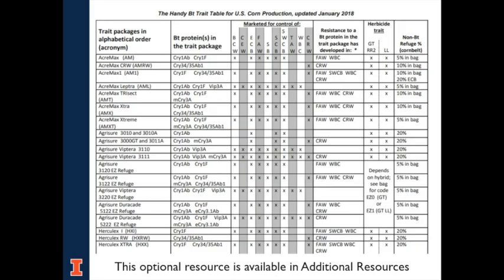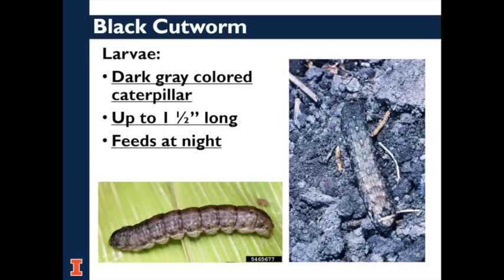Our next pest is black cutworm. The larvae are dark gray-colored caterpillars, and they grow up to 1.5 inches long. The larvae feed at night, so you may not see them in the field, but you will see their damage.